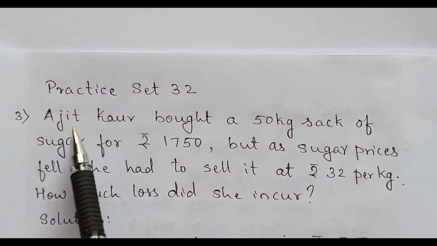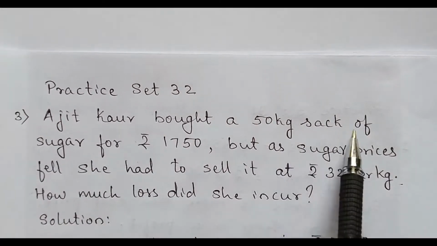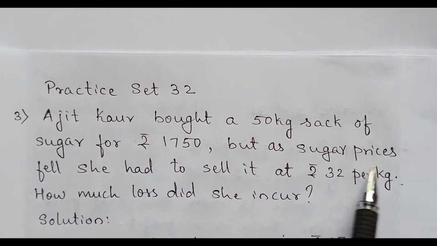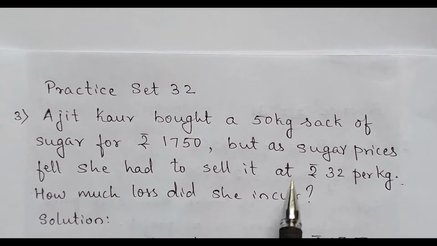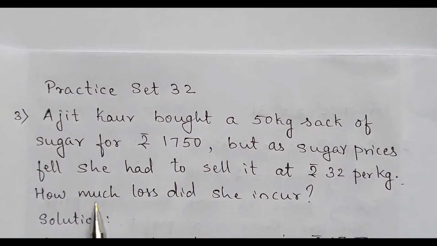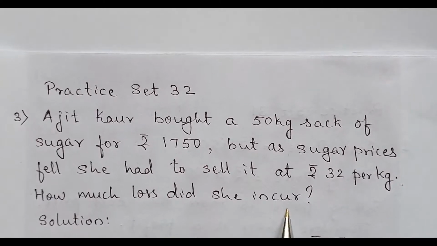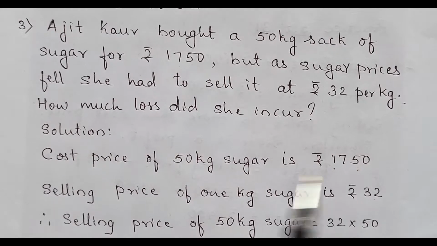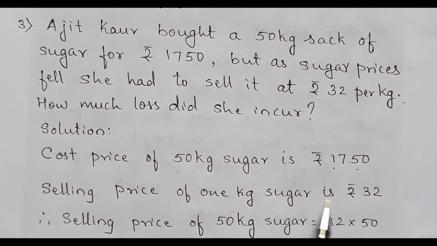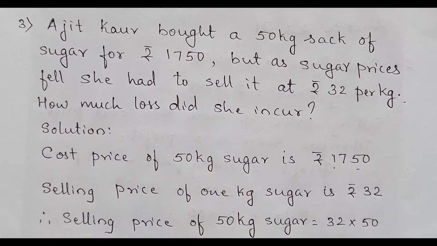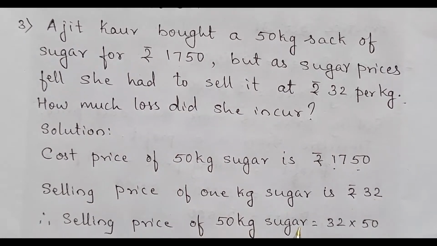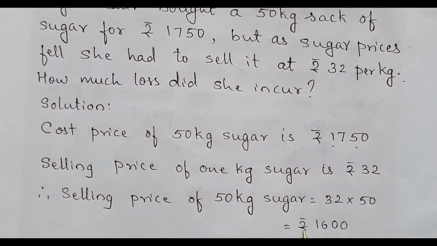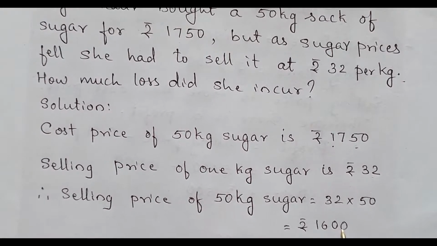The third question: Ajit Kaur bought a 50 kg sack of sugar for rupees 1750. But as sugar prices fell, she had to sell it at rupees 32 per kg. How much loss did she incur? The cost price of 50 kg sugar is 1750. The selling price of 1 kg sugar is given as rupees 32. Therefore, the selling price of 50 kg sugar will be 32 multiplied by 50. That's equal to rupees 1600.